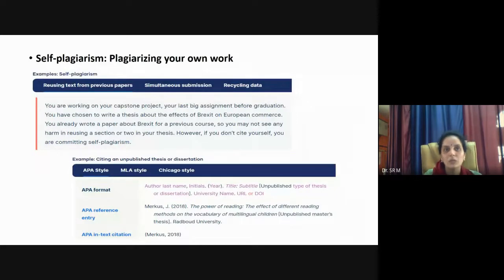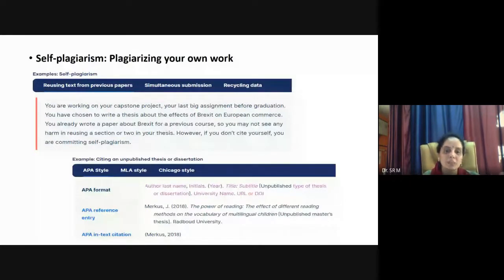Reusing your own work without acknowledgement is never ever correct. The example says here, say you are working on a capstone project, your last big assignment before graduation. You have chosen to write a thesis about the effects of Brexit on European commerce. You already wrote a paper about Brexit for a previous course. So you may not see any harm in reusing a section or two in your own thesis. But if you don't cite yourself, you are committing self-plagiarism. See, very clearly written, right?